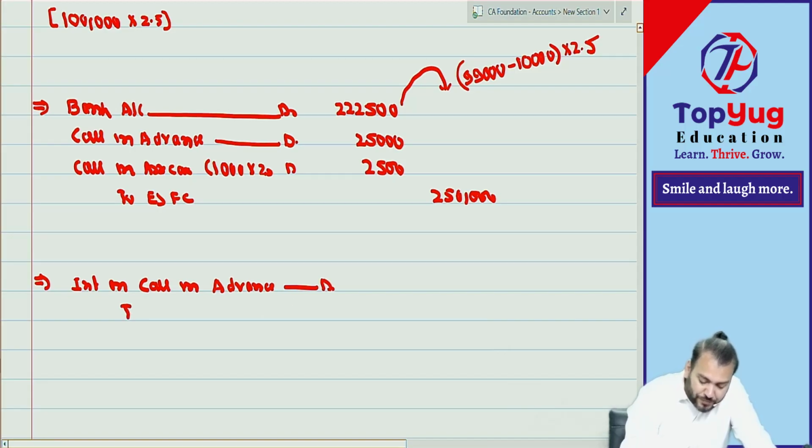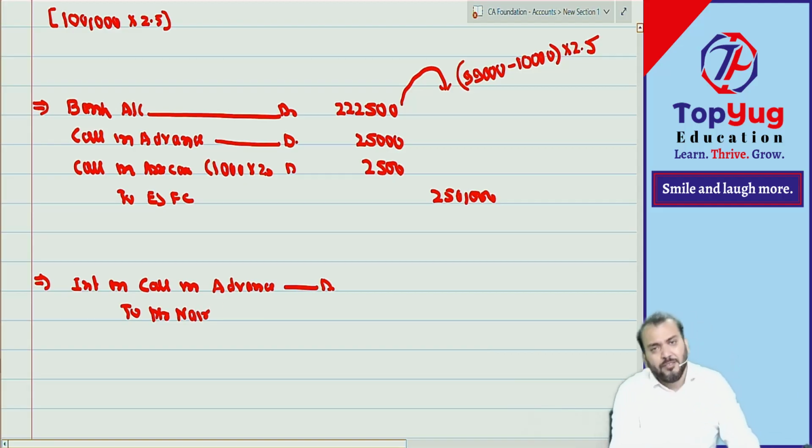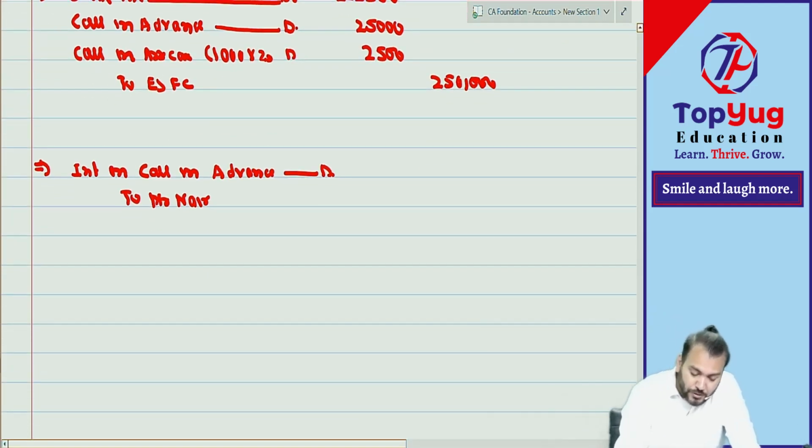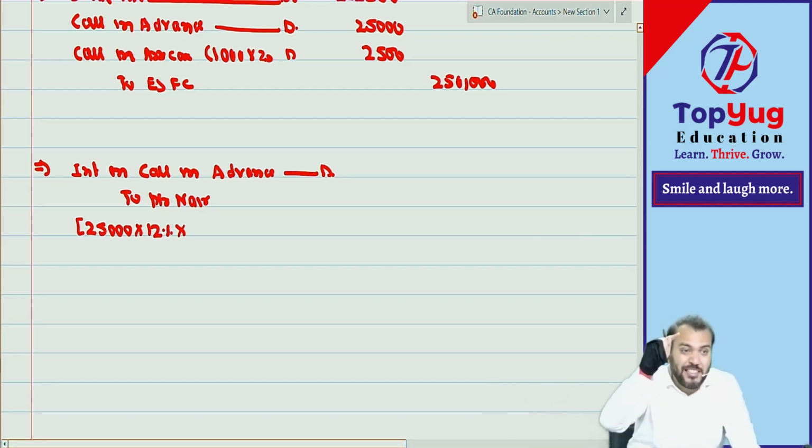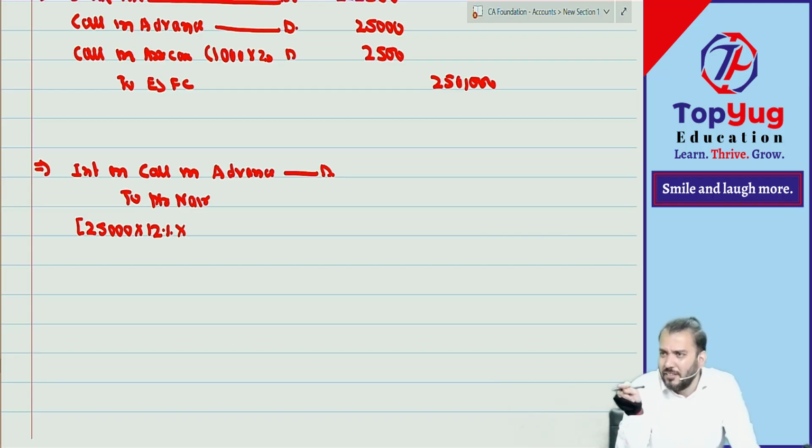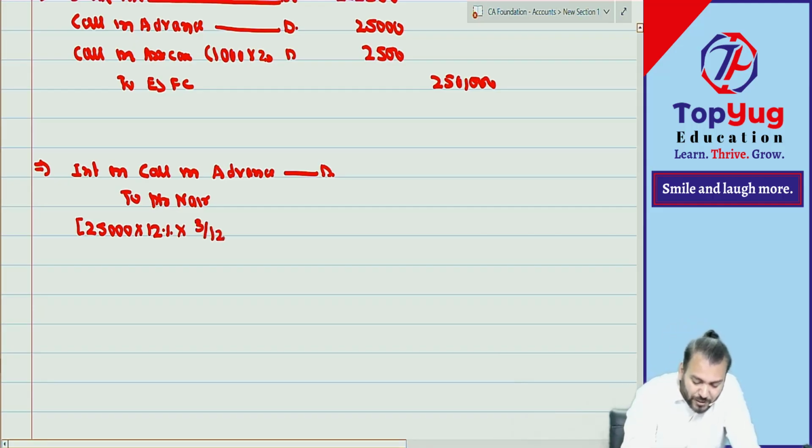Calls in advance account debit to what? To, you can add Mr. Nair, or you can add shareholders, if you want to write. The name is given, better write the name only. You need to calculate the amount. So what is the amount? 25,000. What is the rate of interest? 12% per annum. So we need to calculate from the date of receipt, whether it is given in months. So what is the time from first call to final call? It is 3 months. So 3 by 12. How much? 750. Very good. I think you have done this journal entry.